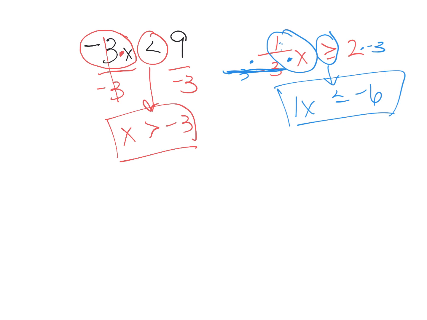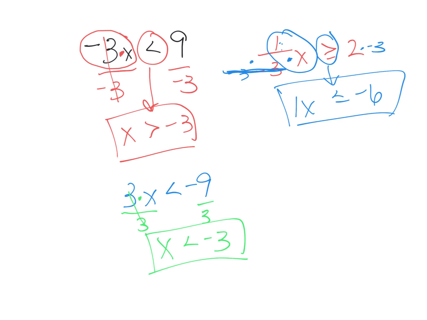Okay, now don't get that confused with 3x is less than negative 9. This is multiplying by a positive 3, so I don't change my inequality. And so I get x is less than negative 3, so we don't flip that inequality.